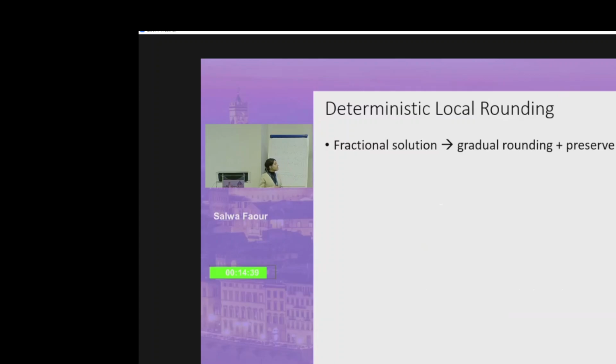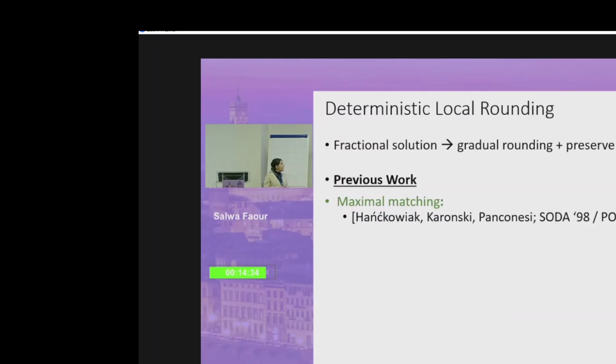Okay, so let me talk a little bit about the previous work on local rounding. This method can be traced back and implicitly seen in the work of Hańćkowiak, Karoński, and Panconesi, who gave the first polylogarithmic time deterministic distributed algorithm for maximal matching. Later on, this method has been explicitly and successfully used for a bunch of graph problems, in particular, again for maximal matching. Fischer was able to achieve a better bound, order log squared delta log n for maximal matching.